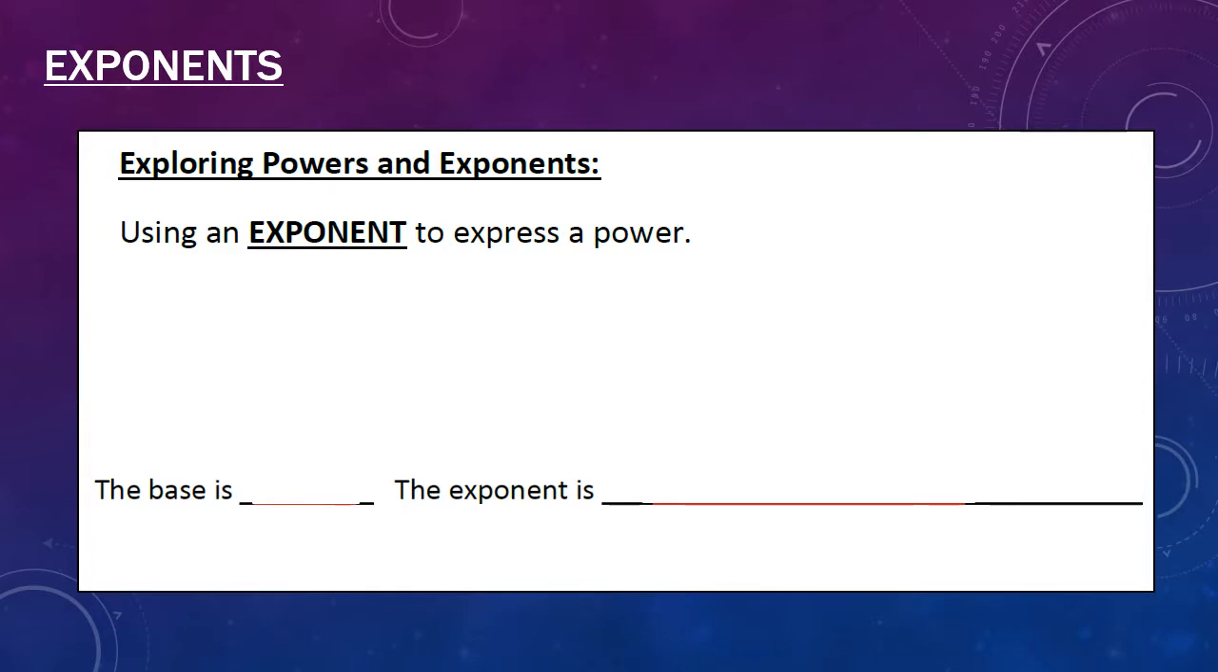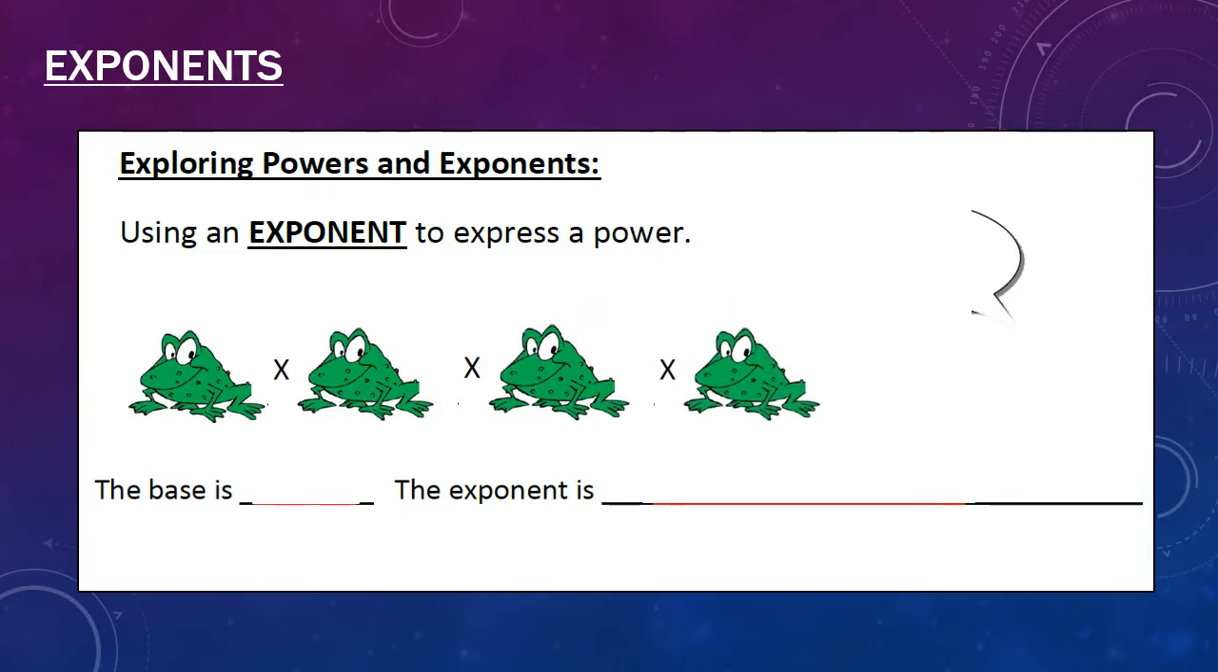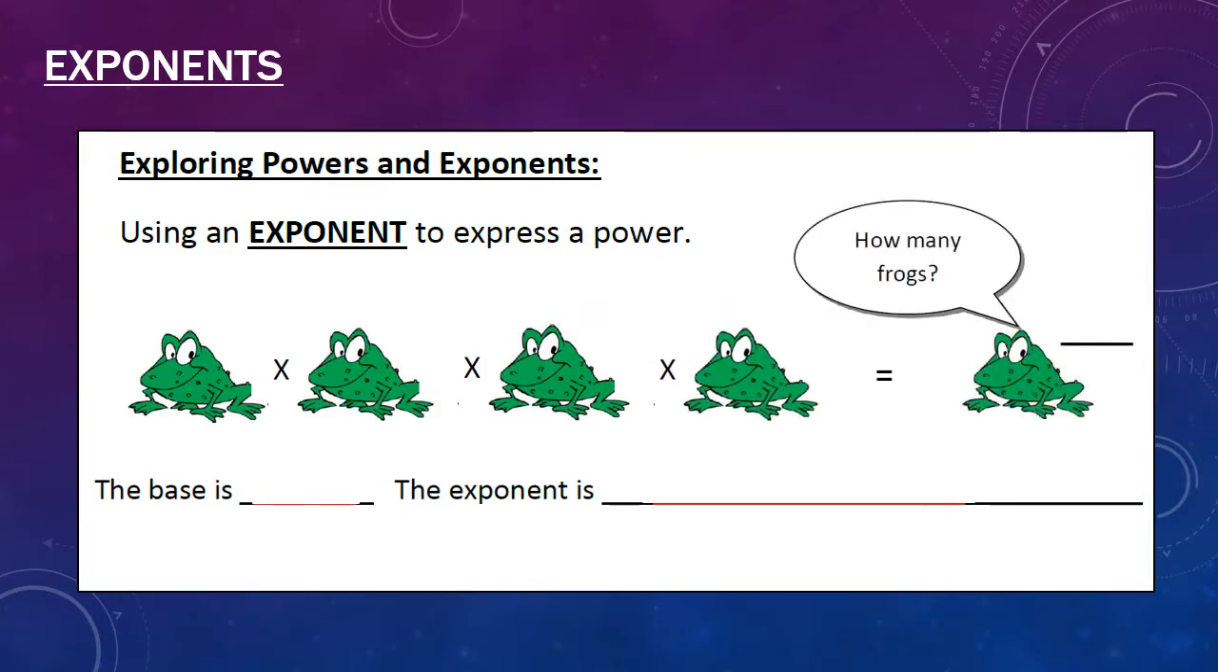All right, so we're going to use some pictures because I know some of you don't like numbers and you freak out in math. So let's use a frog. And we're going to use the frog as our base. And the exponent, we need to determine how would I write this using an exponent. I have 1, 2, 3, 4 frogs. So the question is, how many frogs do I have? What's the little boss number, that exponent that tells me how many frogs? 4. I have 4 frogs, so my exponent would be 4.